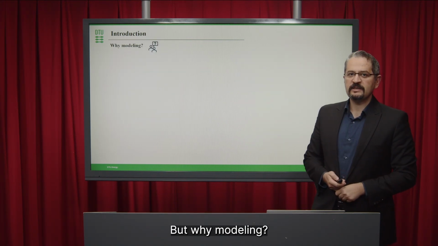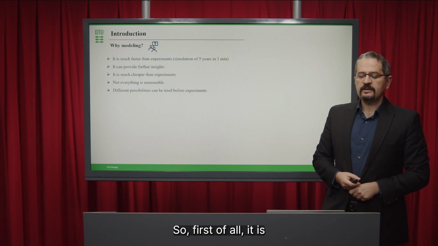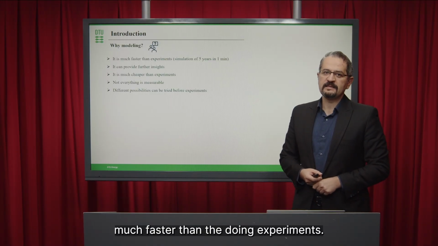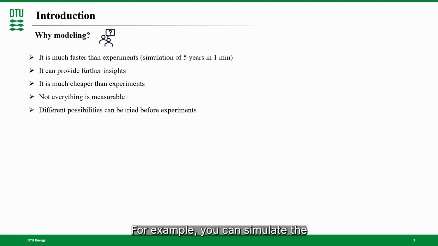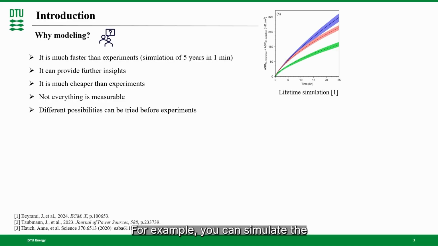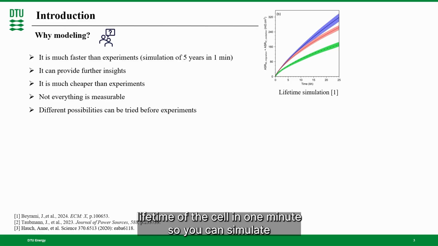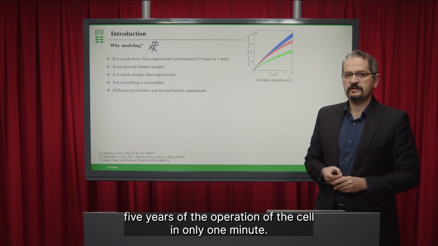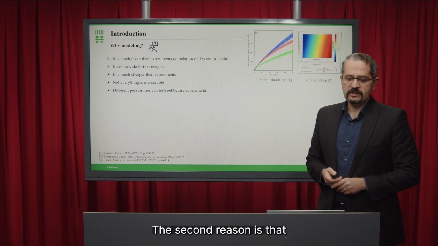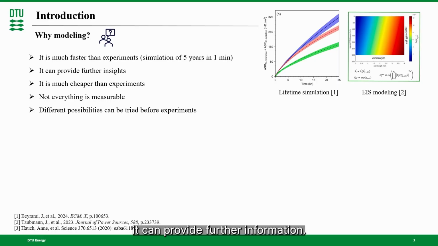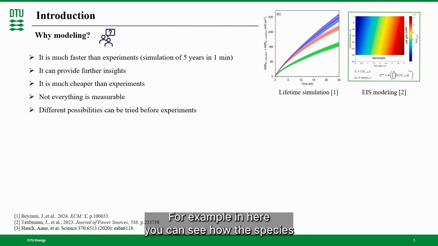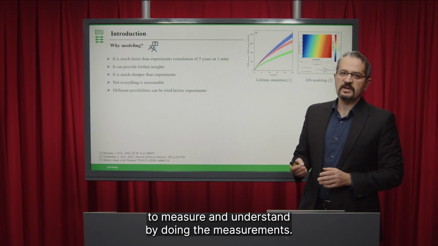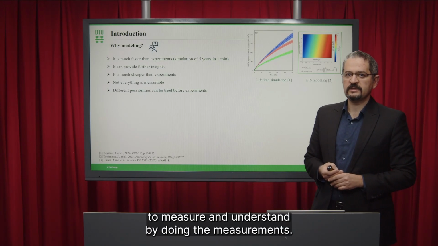But why modeling? First of all, it is much faster than doing experiments. For example, you can simulate the lifetime of the cell in 1 minute. So you can simulate 5 years of operation of the cell in only 1 minute. The second reason is that it can provide further information. For example, here you can see how the species change alongside the cell, which is really hard to measure and understand by doing measurements.